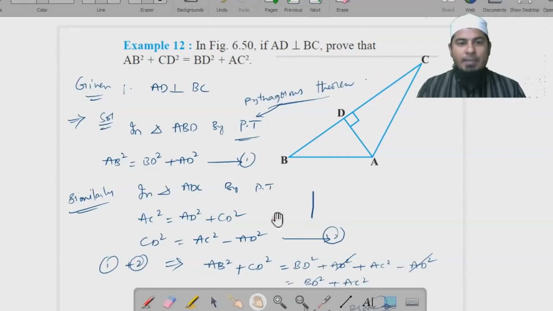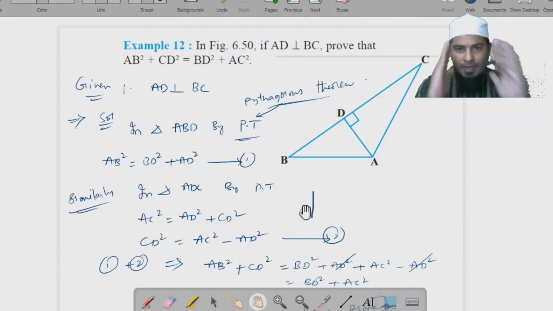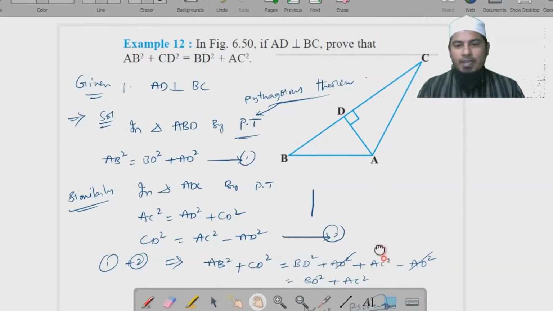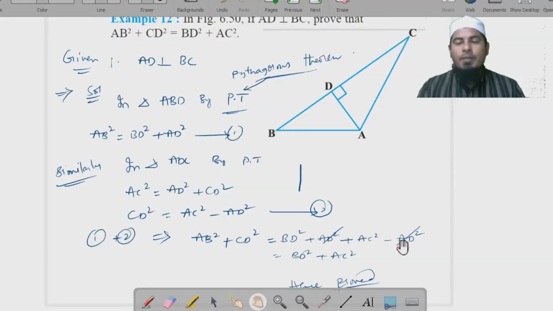If I add them both, I'll get AB square plus CD square, the left hand side, which is given. So I have to first make the LHS, then the RHS. I'll get some terms, and when I simplify, definitely I will get what is written on the RHS part. So when I add the right hand sides, AD square minus AD square gets cancelled, and I'm left with BD square plus AC square, which is the RHS. Hence we got the proof.